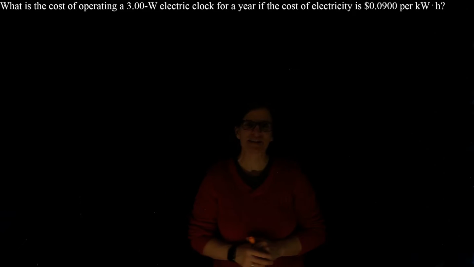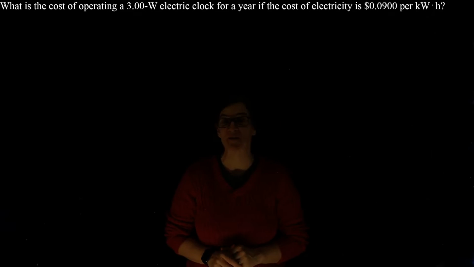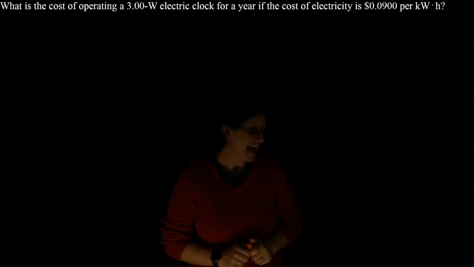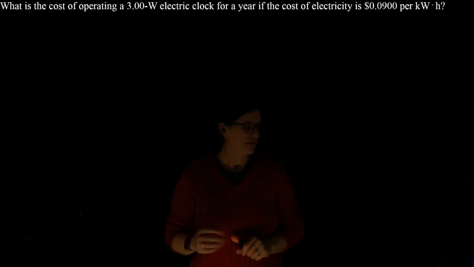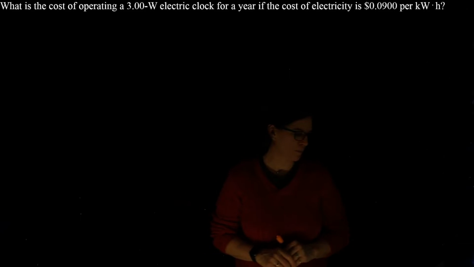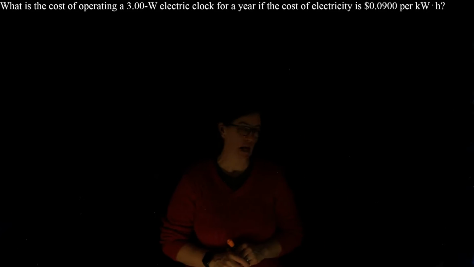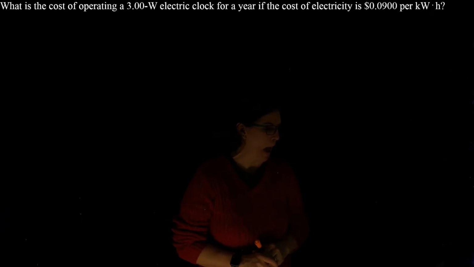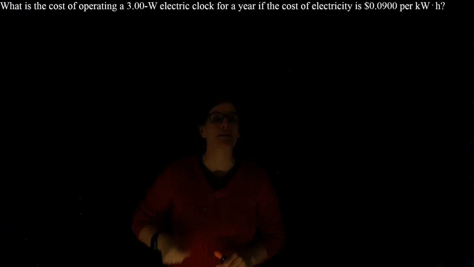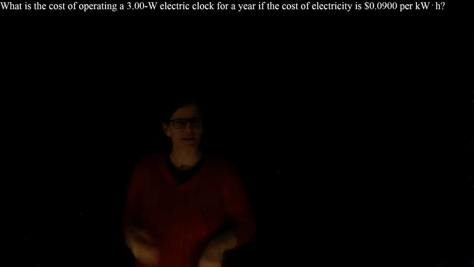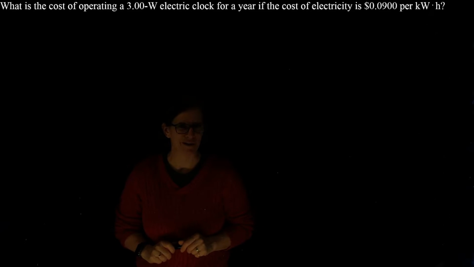All right, so this practice problem looks at energy usage and power. And it reads, what is the cost of operating a 3-watt electric clock for a year if the cost of electricity is $0.09, so 9 cents per kilowatt hour? So like if you have one of those clocks that are plugged into the wall, how much is it really costing to operate that for the whole year?